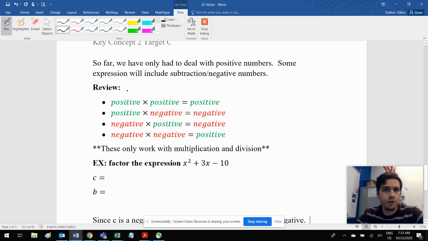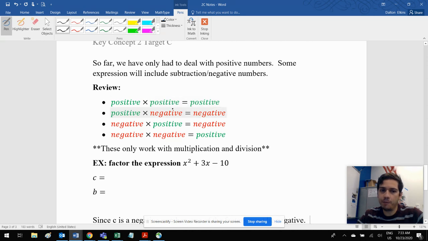So far in our factoring journey, we've only had to deal with positive numbers, meaning every part of our expression has been positive. We haven't been able to deal with subtraction or negative numbers, but those are things that come into play. So I just really quickly want to review a couple of things about negative numbers when it comes to multiplication that might be important.